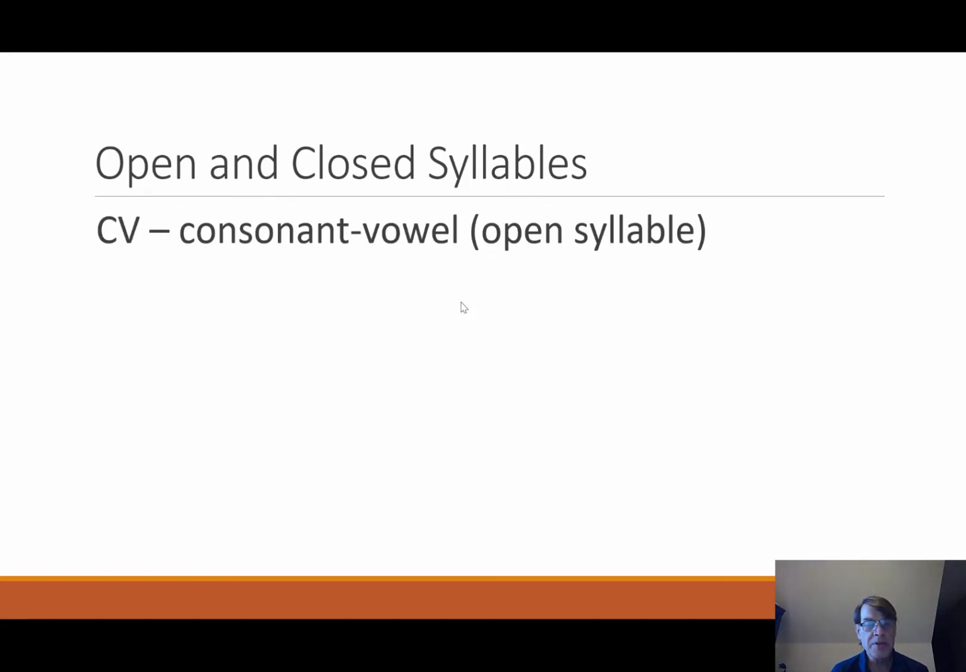So an open syllable is one that ends with a vowel. It's like ba, the vowel just hangs out there. It doesn't close. Ma, it's an open syllable. The door is open. It's not closed. And a syllable starts with a consonant.